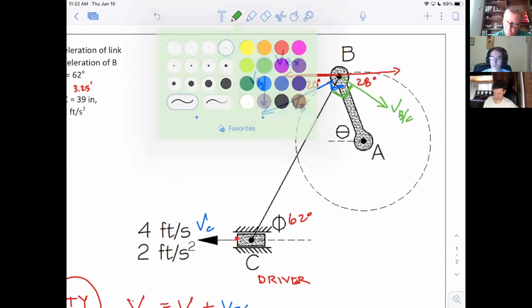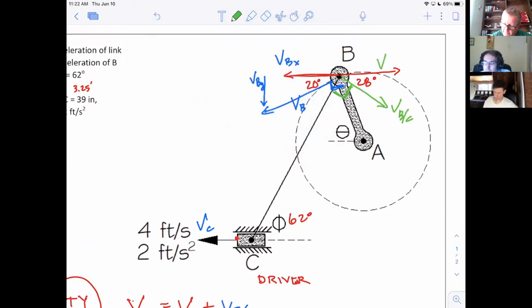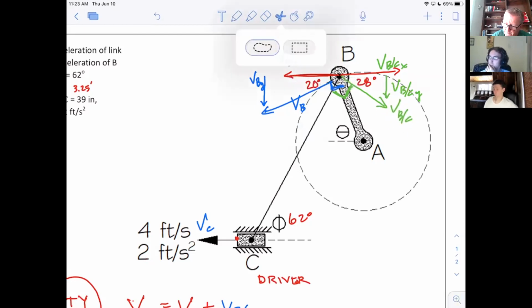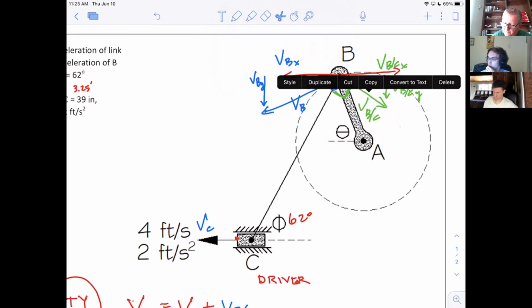If I jump over to the other side, this is my velocity of B with respect to C in X, and this is my velocity of B with respect to C in Y. And now I am thinking of that as being more like the hypotenuse. It's 28.